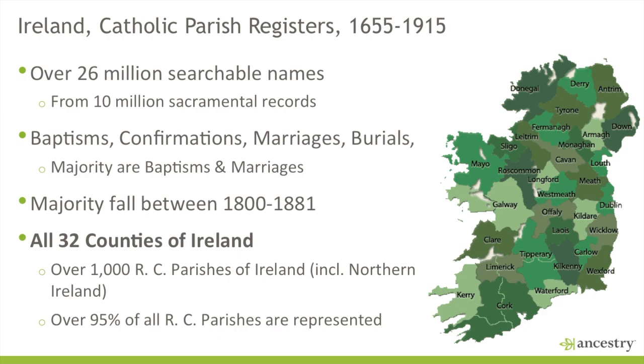The majority of the collection are baptisms and marriages. The burial records that come into play are mostly for Northern Ireland, and by that I don't mean our current definition of Northern Ireland, but the northern part of the island of Ireland. They cover the full 32 counties of Ireland, and you've got over 1,000 Roman Catholic parish records covered within the collection. That's over 95% of every Catholic parish in Ireland.